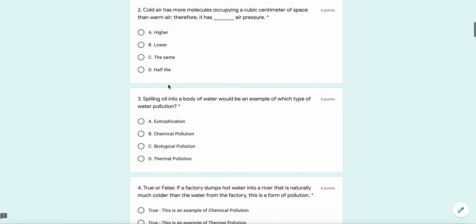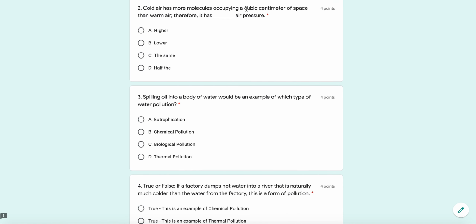Number 2, cold air has more molecules occupying a cubic centimeter of space than warm air. Therefore, it has blank pressure. A, higher, B, lower, C, the same, D, half the.